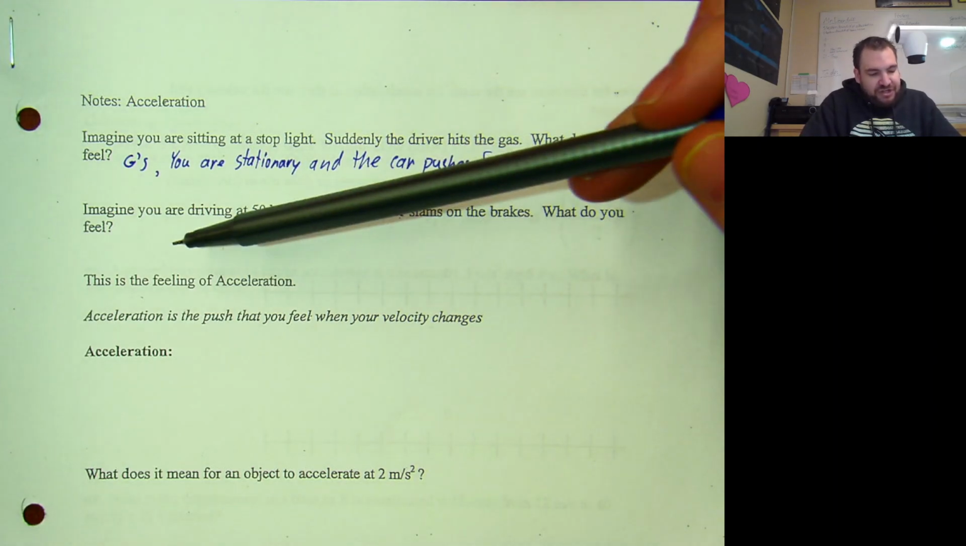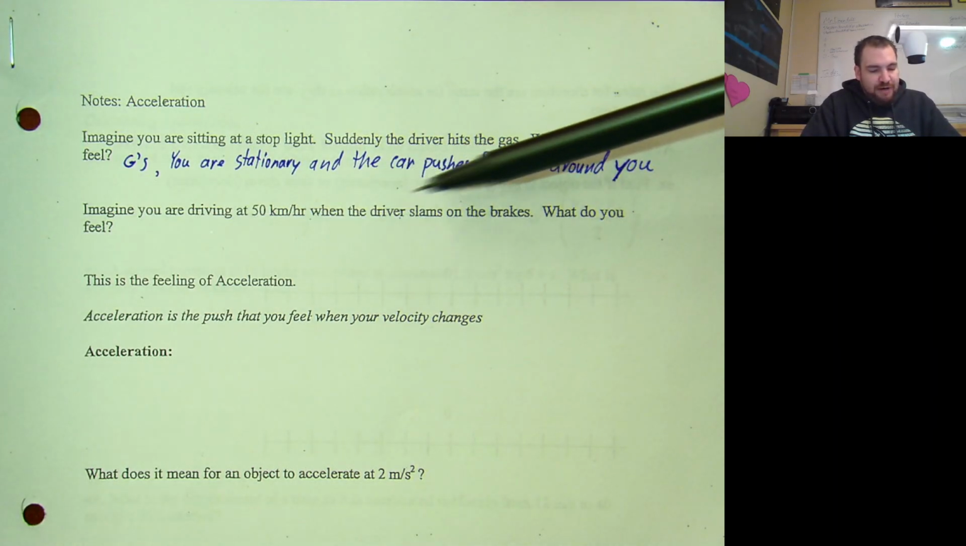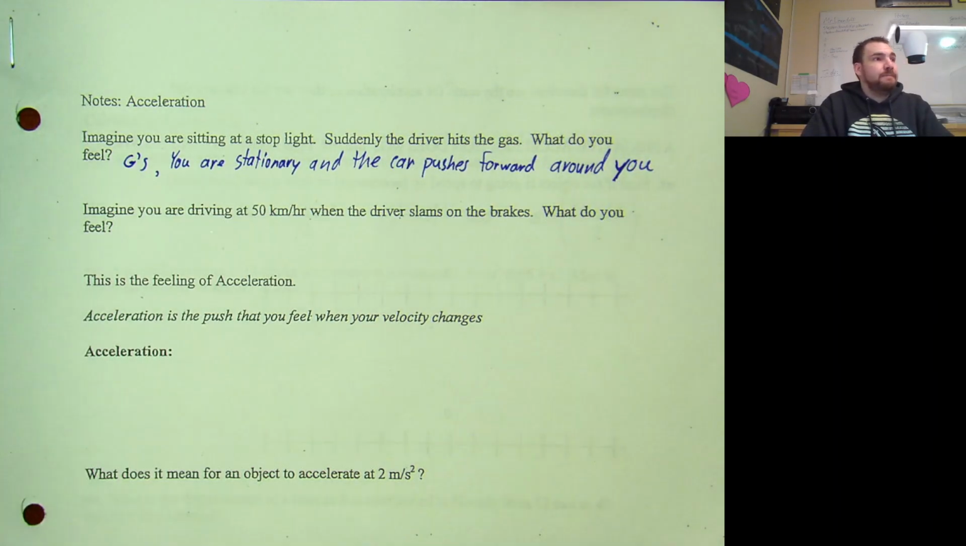Or conversely, imagine you're driving at 50 kilometers an hour when the driver slams on the brakes. What do you feel? Negative G's. What does that mean? The car stops, but your body wants to keep going. Inertia. That's another buzzword in physics. Where have you heard of inertia? Driving test. Okay, what is inertia?